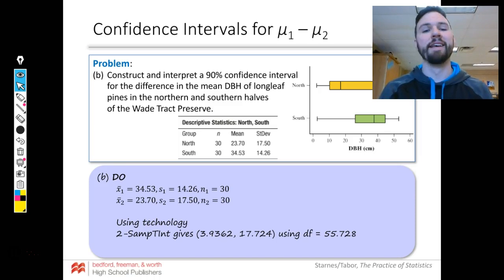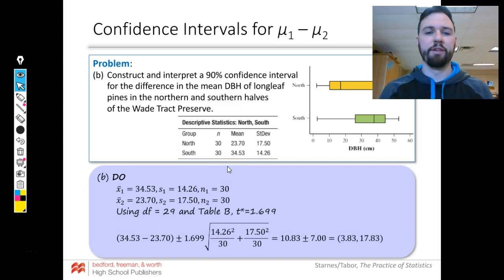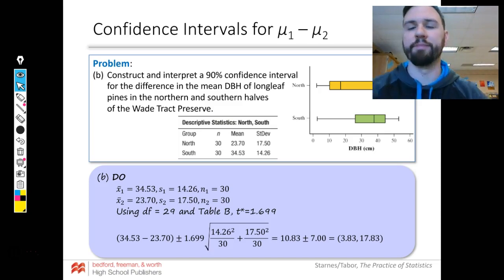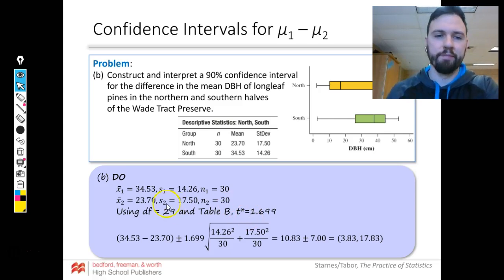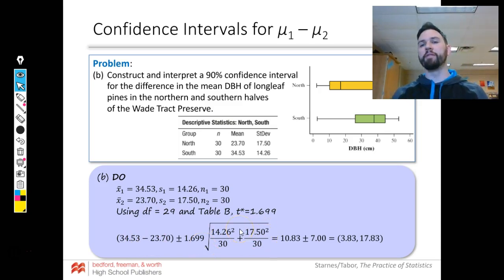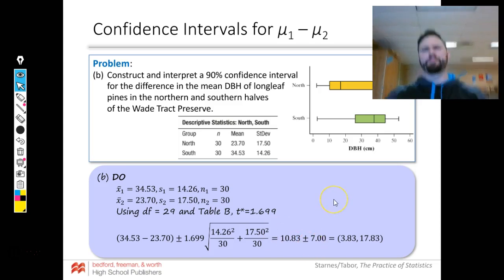Is this acceptable on the AP test? Yes, it is. But please put down your T-strokes. Actually, you can't even just say I used 2-SampTInt to get it. If you wanted to do it longhand, you could. You'd have to use a DF of 29, 30 minus 1, that's the smaller of the two. And you'd use your table to find t is 1.699. And you do your mean, so you subtract them, plus or minus your t times your standard deviation. You square them, divide by sample size, square root it. Now that would also give you the same answer. Please use your calculator.